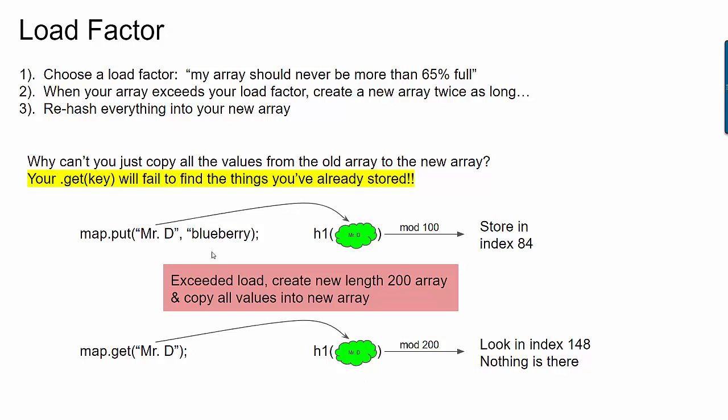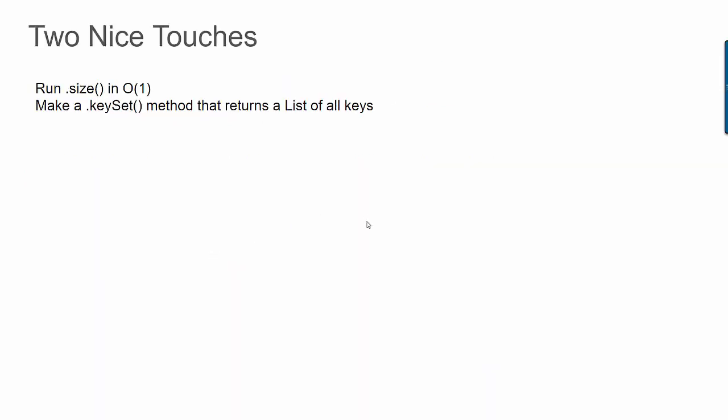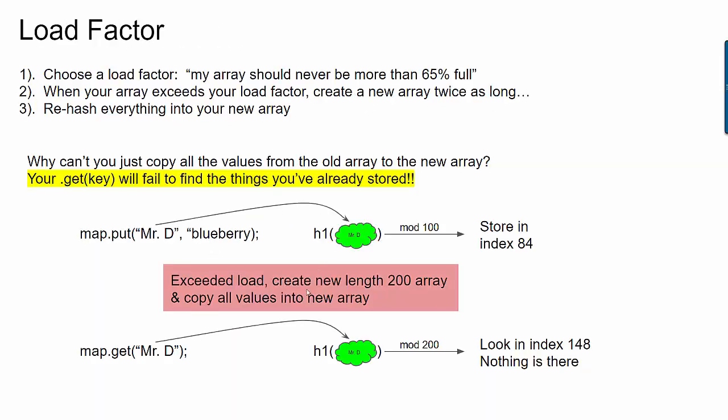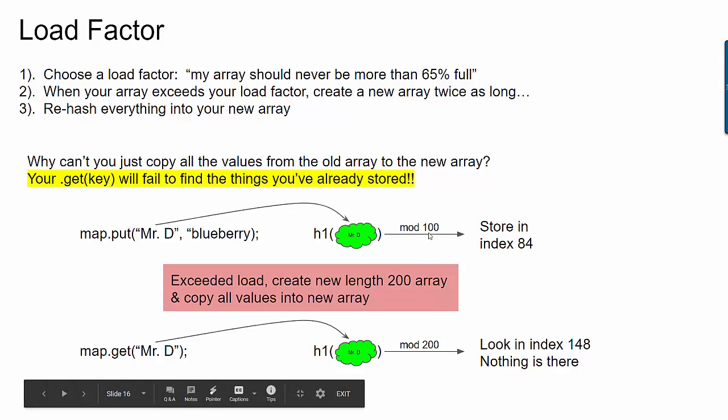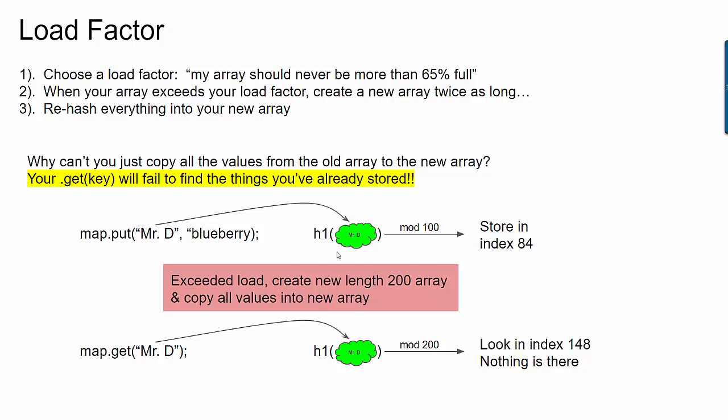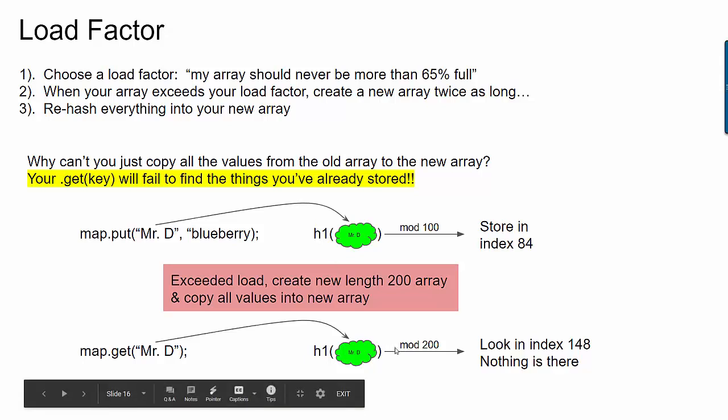So what's the solution here? The solution is not to try and remember what mod you used when you originally stored it. That's going to be a nightmare to keep track of. Instead, you just want to reinsert everything by using the hash function with the new array size. And if you reinsert everything with the new array size, now when you look it up, you're sure it's going to work.